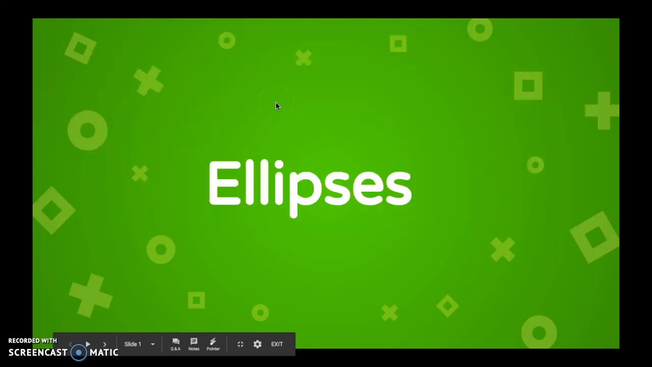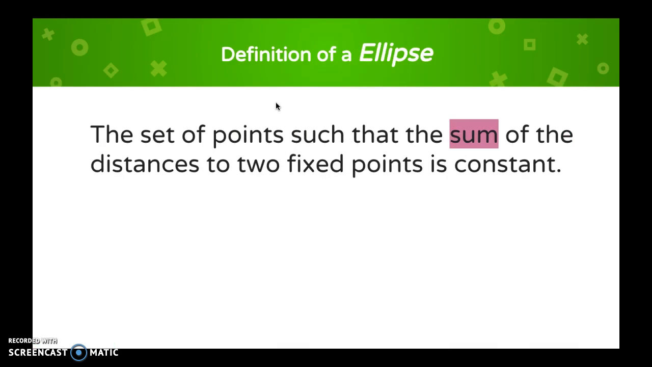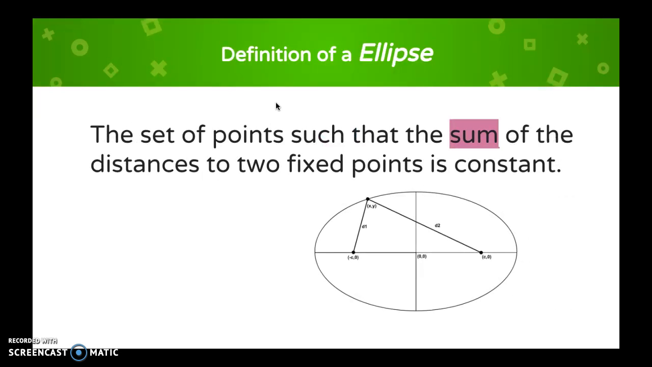Hi guys, tonight's video we will be looking at ellipses, which is a continuation of the conic sections. So what's an ellipse? An ellipse is a set of points such that the sum of the distances to two fixed points is constant. What are these two fixed points I'm talking about? These are the focus points, the plural of focus being foci.